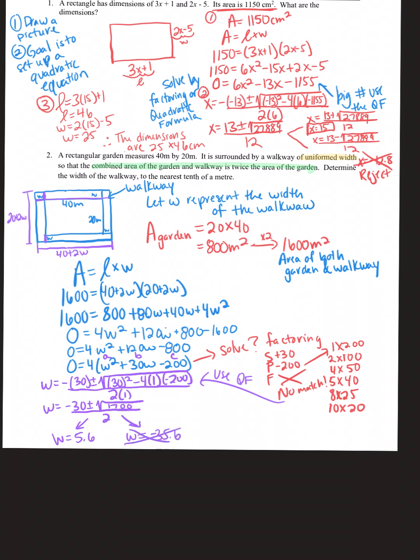So we can reject that negative, say it's not possible, or write reject, because we can't have a negative side of our rectangle or a negative side of our garden. So we can say, therefore, the width of the walkway is 5.6 meters. Okay, we'll take a look at one more word problem for today.